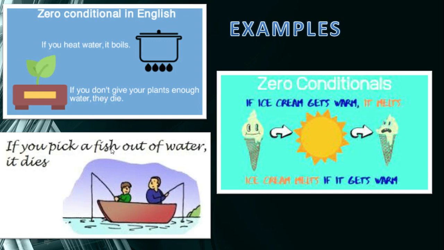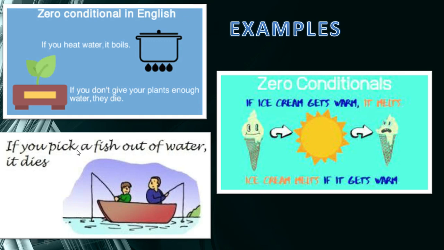If you pick a fish out of water, it dies. Here both the clauses are in present tense, and it is a fact we are telling that if you pick a fish out of water, the fish cannot live without water. You know this. And if you take it out from the water, it dies. This is a natural fact.